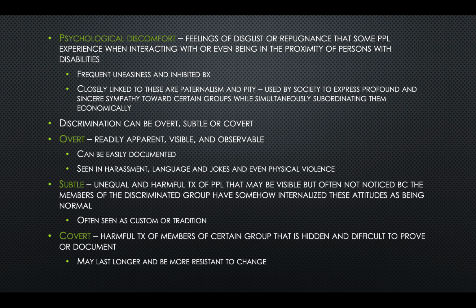Now, we also want to remember that discrimination can be overt, subtle, or covert. Now, overt is very readily apparent and easily documented. We see this in harassment, language and jokes, and even physical violence. Subtle discrimination is unequal and harmful treatment of people that may be visible but often isn't noticed because it's often seen as custom or tradition. Covert is harmful treatment of members of certain groups that is hidden and difficult to prove. As a result, it may last longer and be more resistant to change.